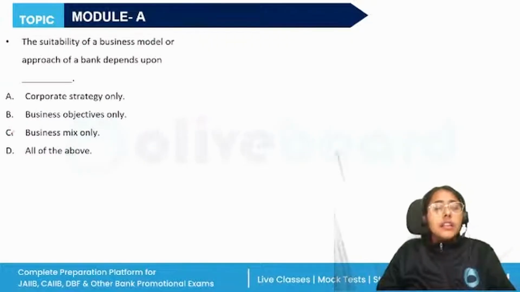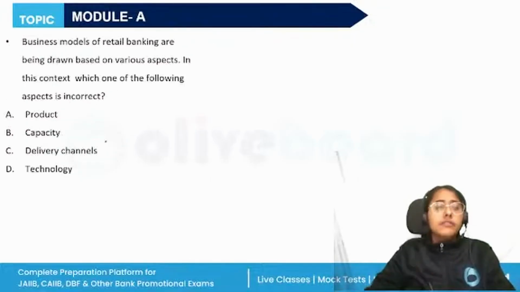Next question. The suitability of a business model or approach of a bank depends upon what? What does the bank take into consideration while selecting the business model? The corporate strategy only, the business objectives only, the business mix only, or all of the above? We know that banks structure their retail banking models mainly on a positioning platform. So the correct answer is all of the above.